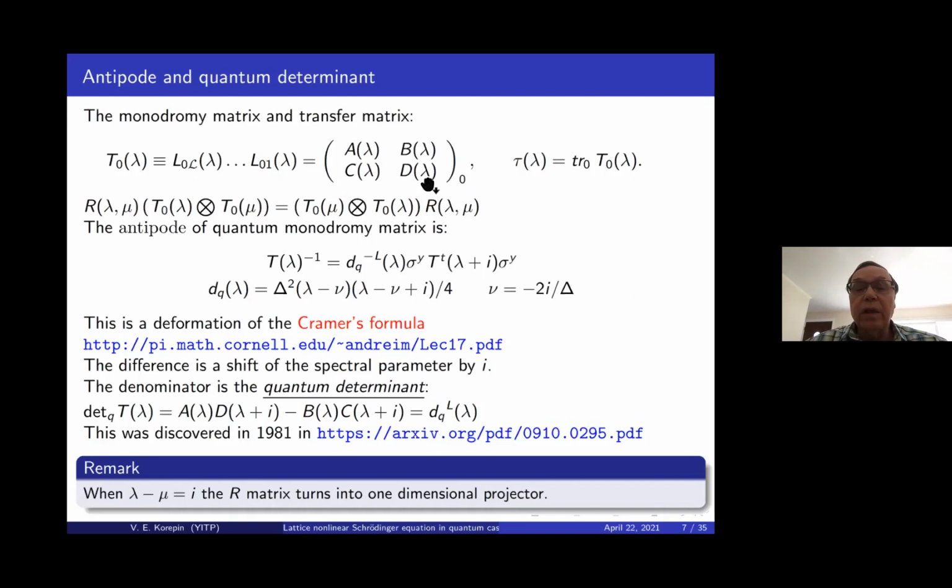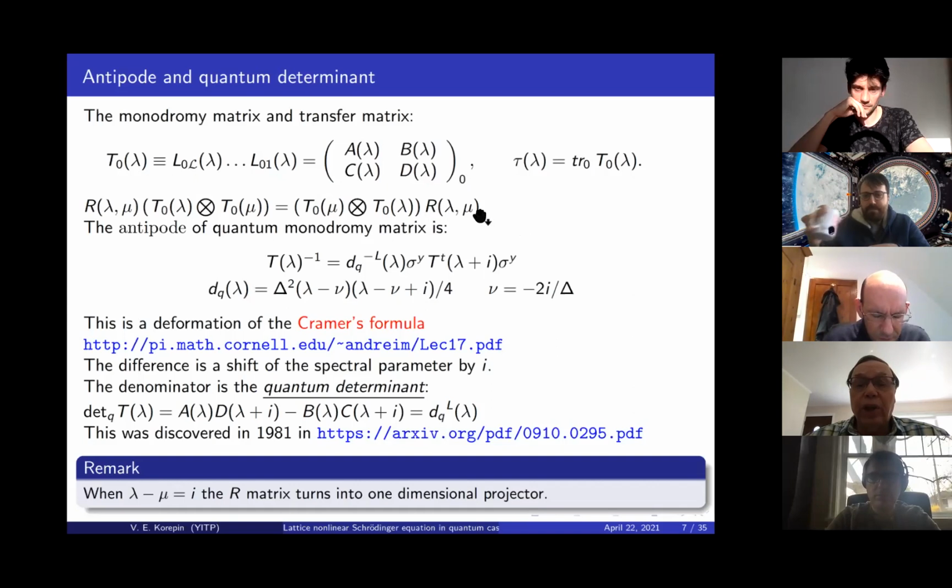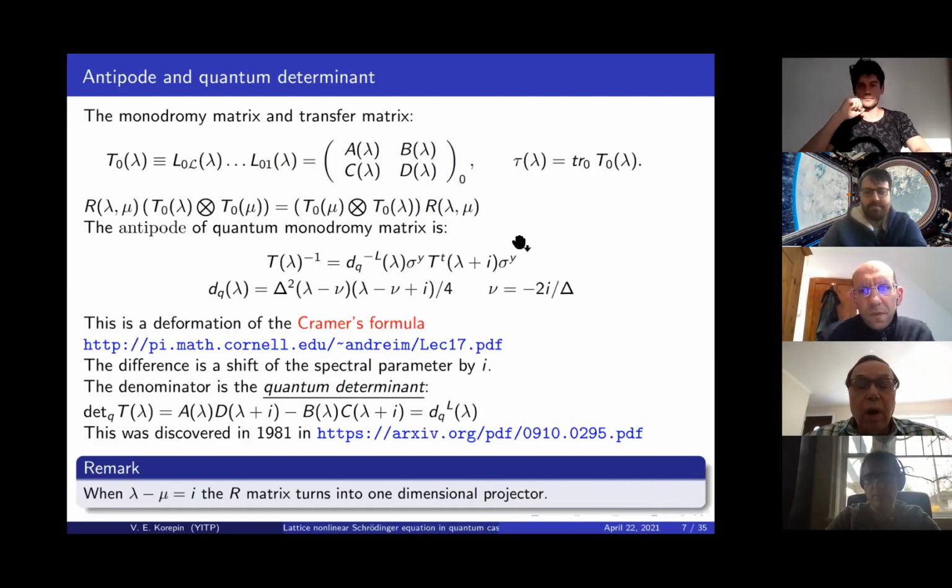The trace of the density matrix is a central thing because the Hamiltonian and higher conservation laws can be extracted from the trace. It has a commutation relation given by the same R matrix as the L operator. And then it's easy to invert. To invert, one can basically use a simple generalization of the Cramer formula. This is just basically the Cramer formula up to a shift of the spectral parameter.